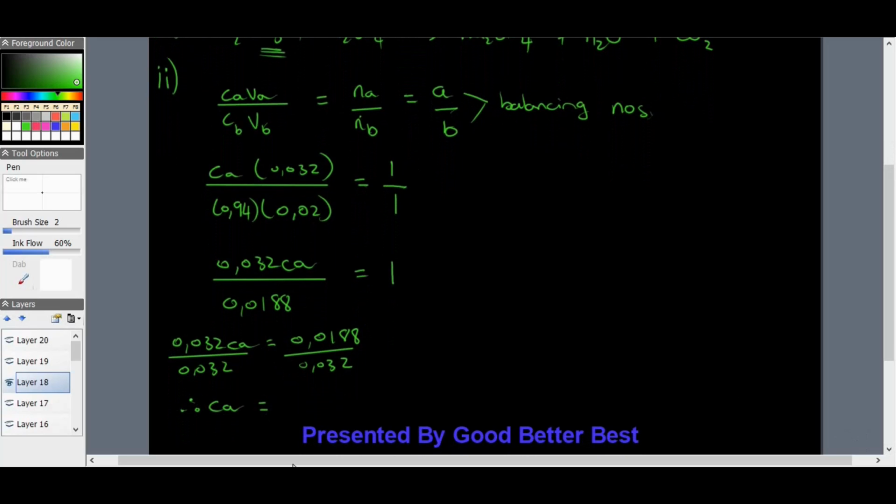if we scroll down a little bit, the concentration of the acid that we should get, which is H2SO4, we just divide by 0.032, and get 0.5875, so we can round that up to 2 decimal places to be 0.59 mole per decimeter cubed.